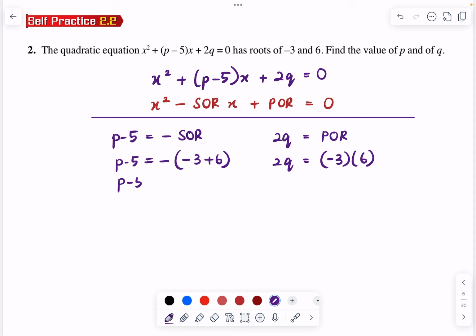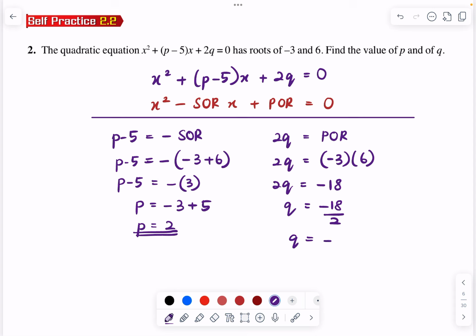So P minus 5 is negative, -3 plus 6 is 3, so P will be -3 plus 5, which is 2. Here 2Q is -18. Therefore Q is -18 over 2, so Q is -9. Done. That's it.